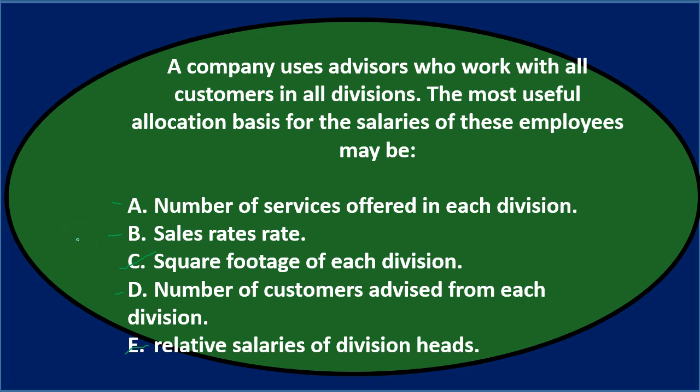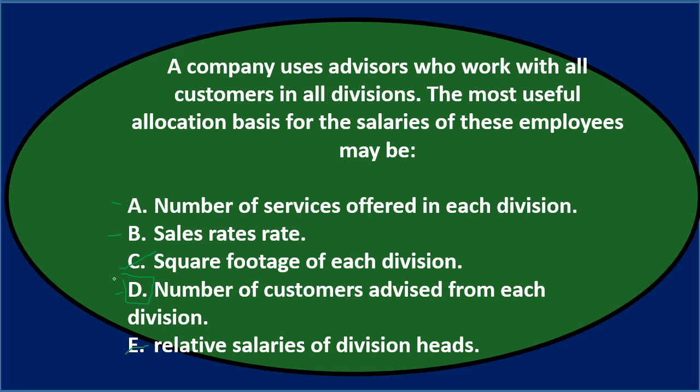So let's go through it again. A company uses advisors who work with all customers in all divisions. The most useful allocation basis for the salaries of these employees may be number of services offered in each division, sales rates, or D, number of customers advised from each division. Now, I would think it would be between sales or the number of customers advised, because that's what they're doing. They're advising the customers. If we know how many customers are being advised in each division, we can use that ratio analysis to apply out the salary, and that seems to be most directly applied to what is actually being done for the company. So I would think D is the final answer.